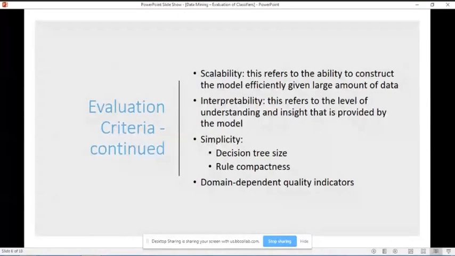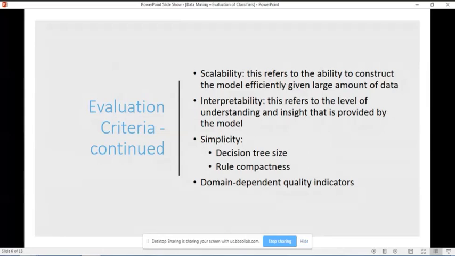Other criteria pertain to scalability. Can your model handle large amounts of data? This may come into play if you use Excel versus R. In Excel, you're limited in the amount of data and kinds of algorithms you can use, whereas in R, you can use significantly larger data sets and a wider variety of algorithms.